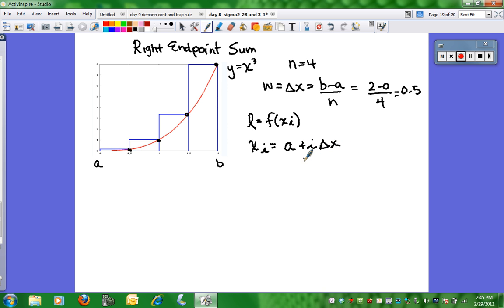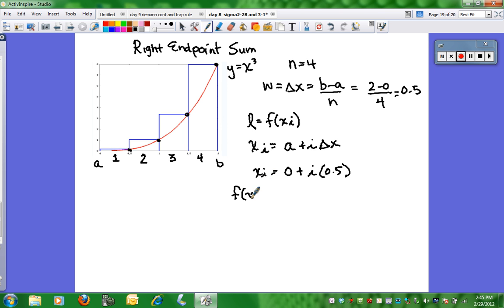And if you don't believe me, let's look at this particular case. For this example, 0 is a, and i is multiplied by our 0.5, our delta x. If I plug in 1 for our first rectangle, guess what I get? 0.5. If I plug in 2 for our second rectangle, I get 2 times 0.5 plus 0, which is 1. For 3, I get 1.5. For 4, I get 2. So that is our x sub i for this case.